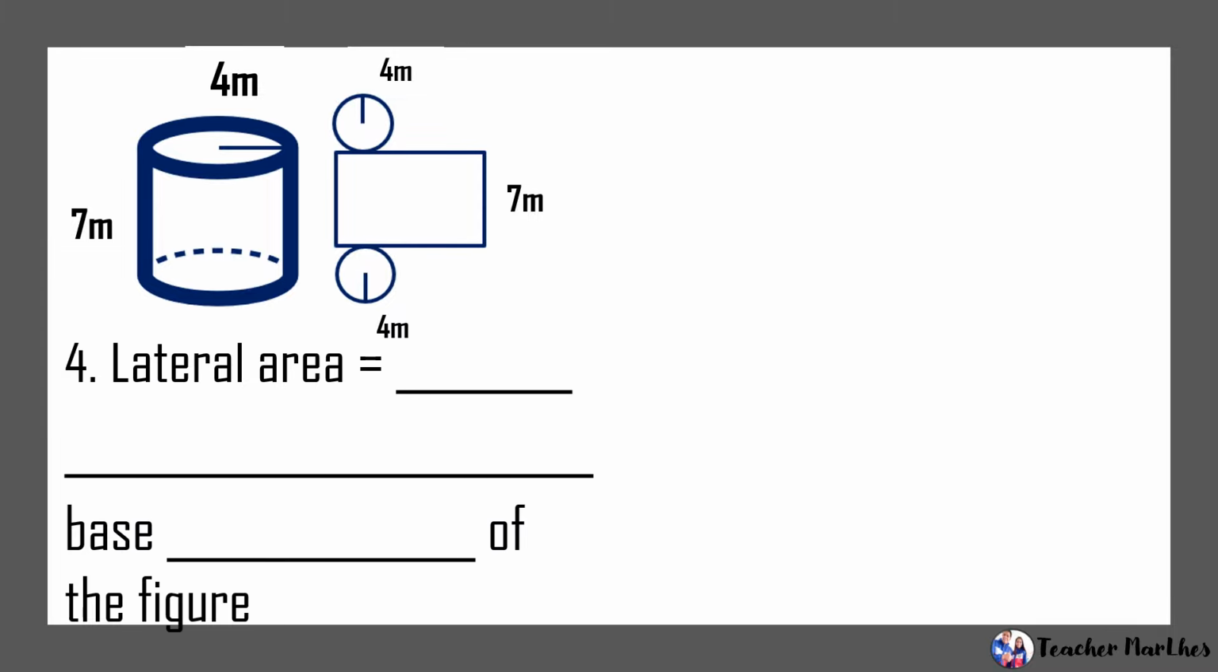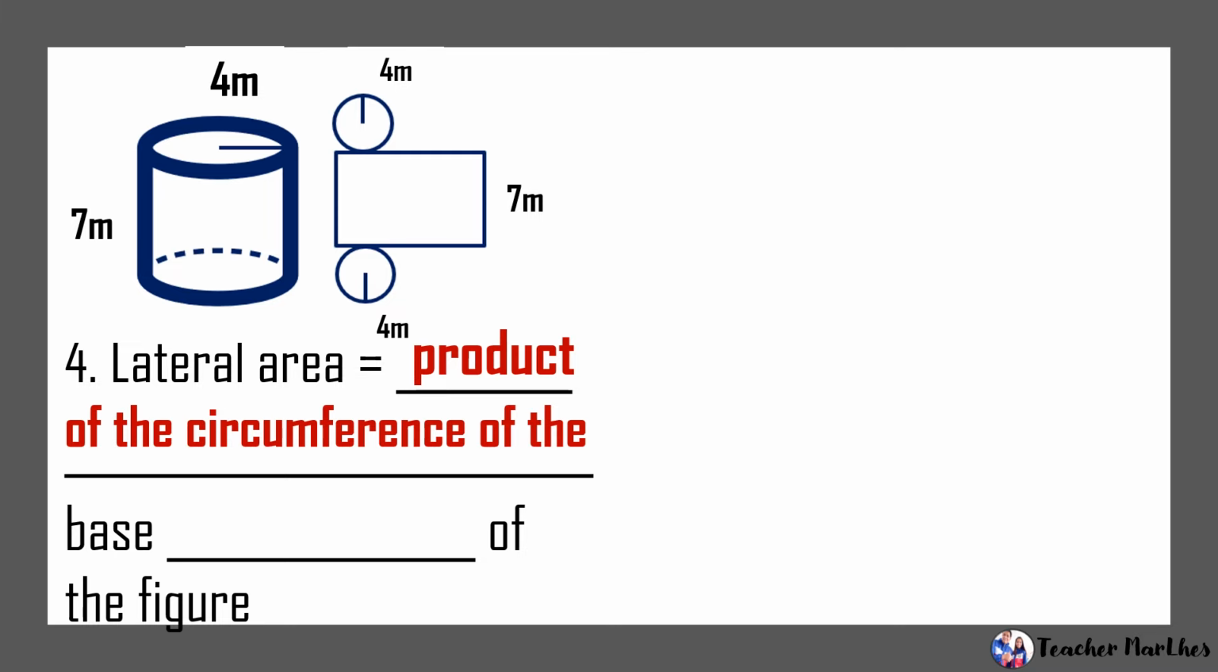Question number 4. So, the lateral area is equal to blank, base, then blank of the figure. So, during the discussion, nabanggit natin yung lateral area ng cylinder. So, ang sagot dito ay, so the lateral area of a cylinder is equal to the product of the circumference of the base and the height of the figure. So, multiply mo yung circumference ng base at saka yung height ng cylinder. So, yun yung lateral area.